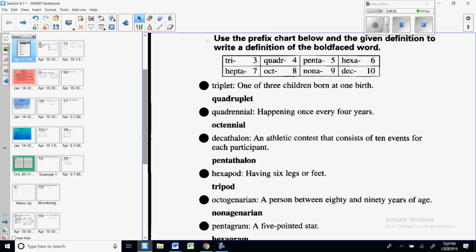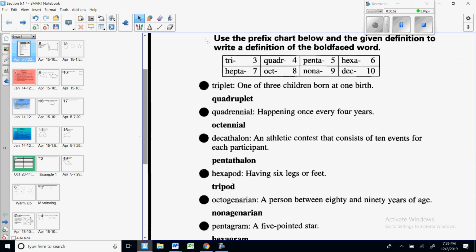So how many children are in a quadruplet? Okay, there are 4. A quadrennial is something that happens once every 4 years. Okay, something like the Olympics. What would an octennial, how often would an octennial happen? Okay, once every 8. Decathlon. Okay, decathlon is an athletic contest that consists of 10 events for each participant. And the winner of the decathlon in the Olympics is considered the greatest athlete in the world.